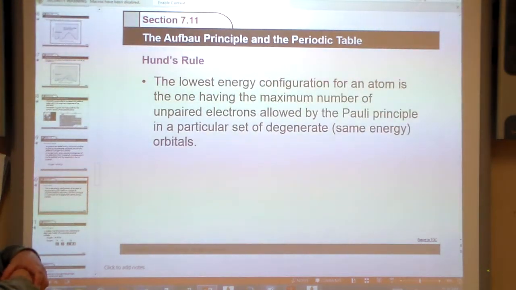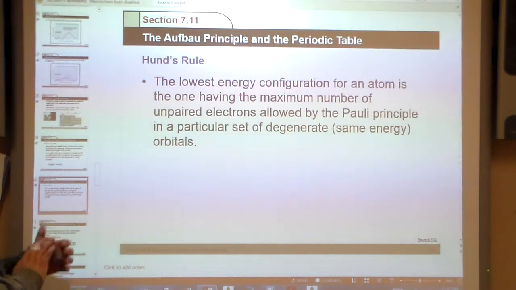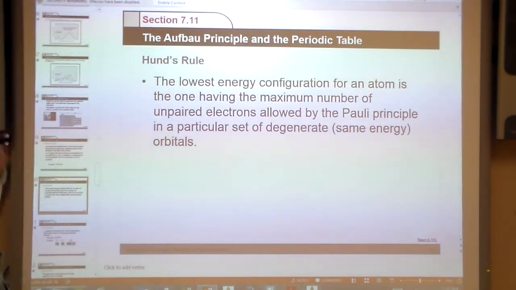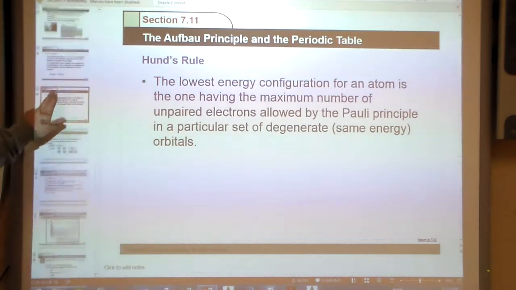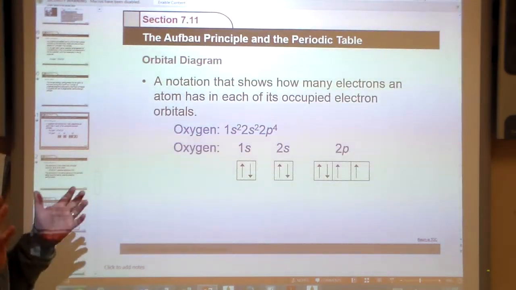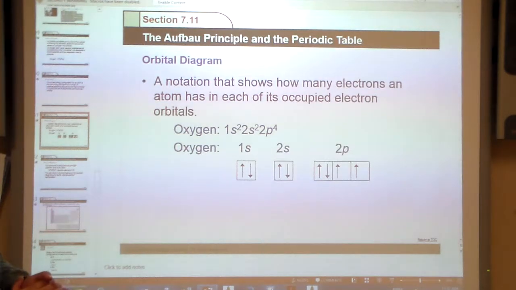In Hund's rule, we look at the lowest energy configuration for an atom is the one having the maximum number of unpaired electrons allowed by the Pauli principle in a particular set of same energy orbitals. Again, I'm not going to worry too much about Hund's rule, okay? But I do want to look at the orbital diagram because I think that's a very key thing for notation.